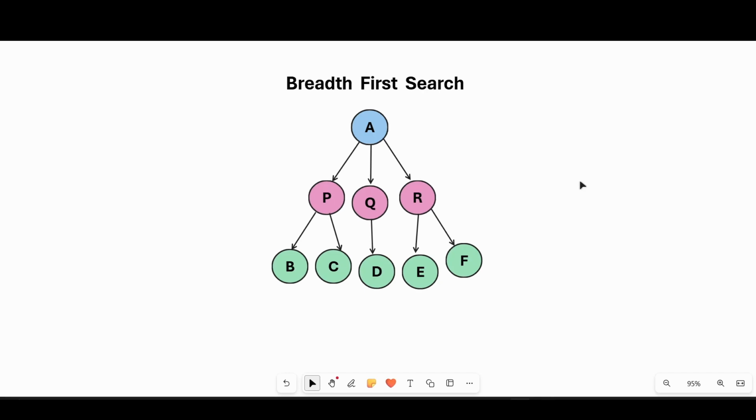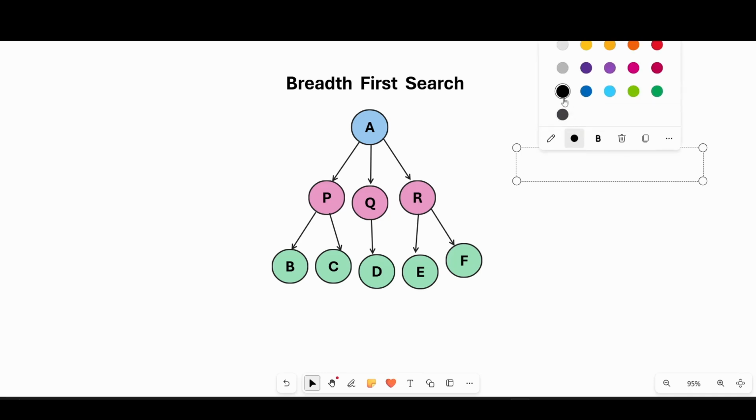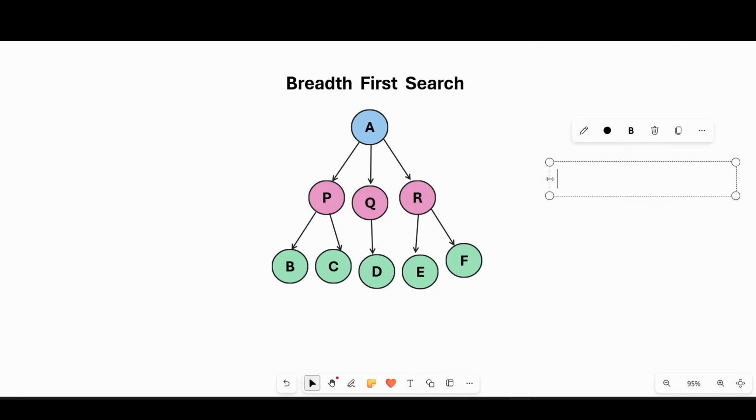So if we consider node A, we will first find out its nearest neighbors. For node A, the nearest neighbors will be P, Q, R. Before going deeper into the search space, we will store all its nearest neighbors in a path. We started with node A, so I will write node A first. Now we will write the nodes which we explored. We explored its nearest neighbors, so we will write P, then we explored Q, then we explored R.